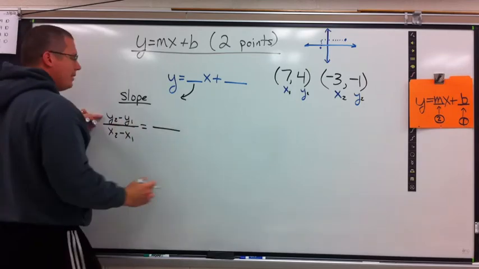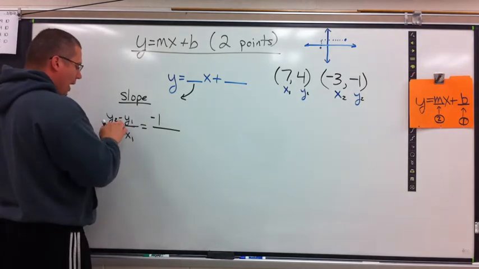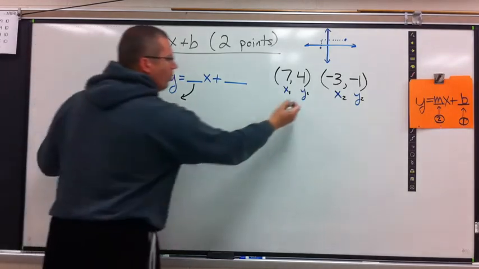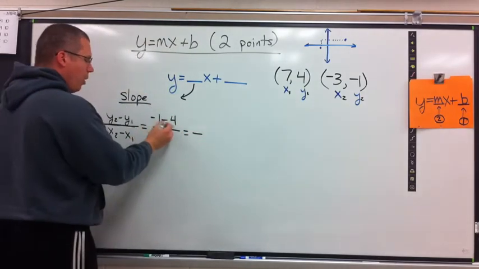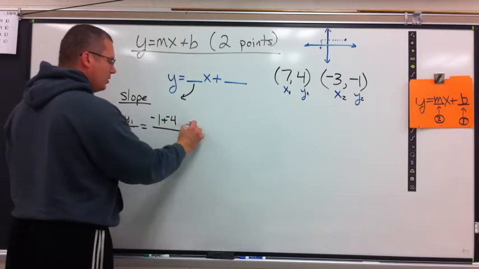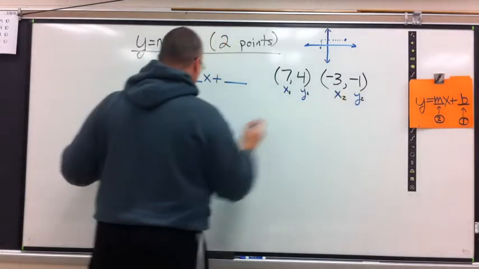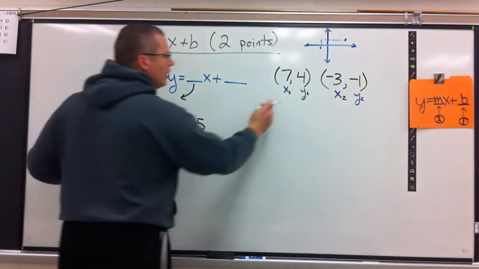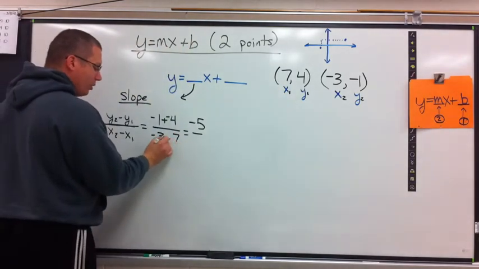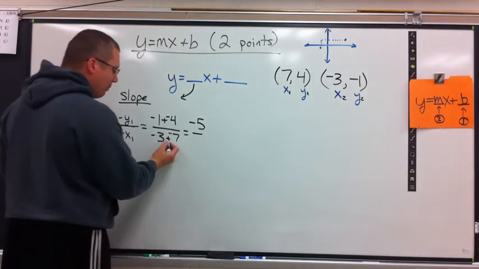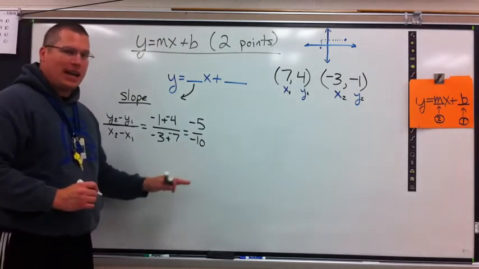So I'm going to take my formula, y2 minus y1. Order matters. y2 is -1, so -1 goes first. Minus y1, and y1 is 4. -1 minus 4, or plus negative 4, is -5. On the bottom, x2 minus x1. x2 is -3. Minus x1, which is 7. -3 minus 7, or turn it to addition, -3 plus -7, is -10. My slope is -5 over -10.